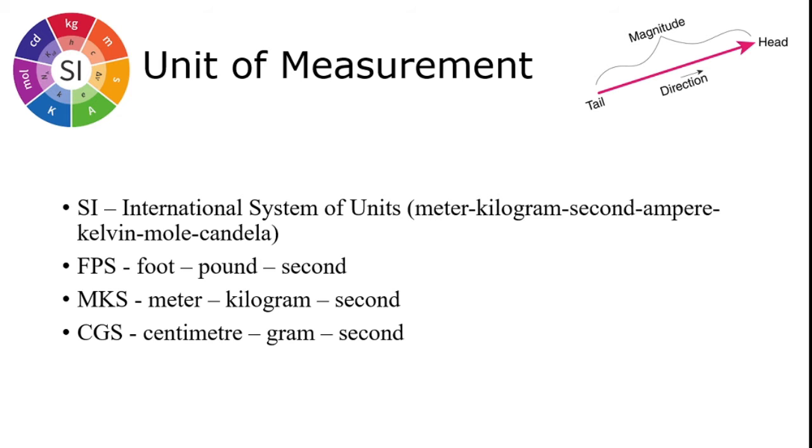And some foreign authors may utilize other units like foot, pound, second. Here also the FPS system is available. Likewise, the MKS system. MKS means meter, kilogram, second. And then the CGS system is also available in textbooks and in our engineering problems. CGS means centimeter, gram, second.